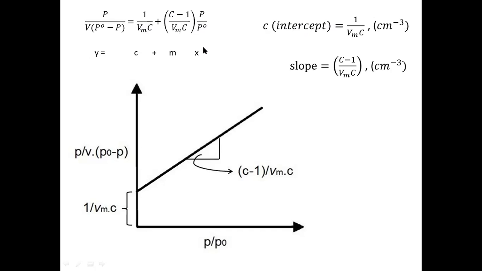And p over p naught is called the x-axis. So this is the x. Of course, here p naught is the constant, but it is up to you. If you take it with the slope, you can also do that, but it is more appropriate to use p over p naught. You take the whole as a relative vapor pressure on the x-axis.